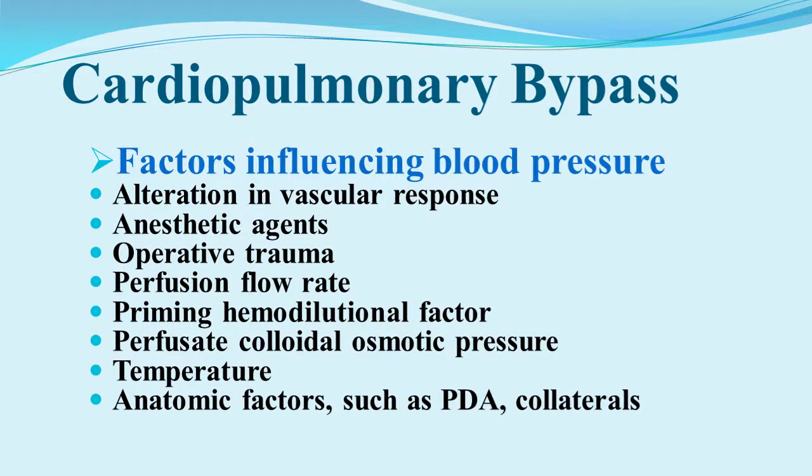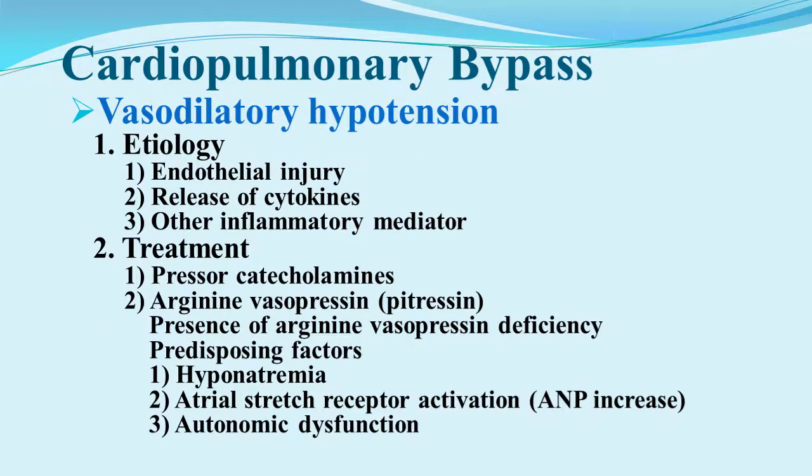Factors influencing the blood pressure: alteration in the vascular response, anesthetic agent, operative trauma, perfusion flow rate, priming hemodilution factors, perfusate, colloidal osmotic pressure, temperature, and other factors. Vasodilatory hypotension. Etiology is endothelial injury, release of cytokines, and other inflammatory mediators. Treatment is vasopressors, catecholamines, arginine vasopressin, and terlipressin. Predisposing factors for arginine vasopressin deficiency: hyponatremia, atrial stretch, and autonomic dysfunction.